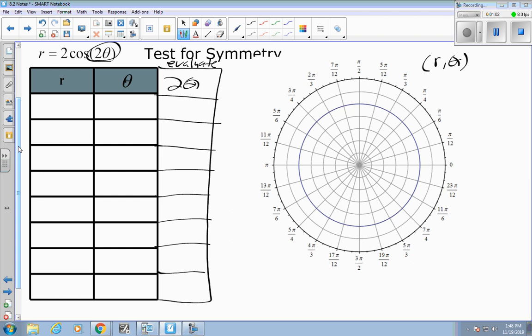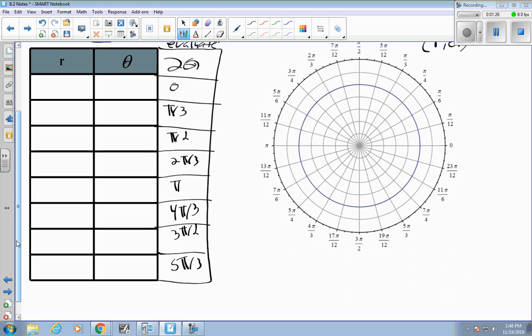So what are good choices for 2 theta because it's a cosine graph? Yeah, 0 still for everything. Pi over 3, that's the key. So pi over 3, pi over 2, 2 pi over 3, pi, 4 pi over 3, 3 pi over 2, and 5 pi over 3. I'm going to tack on a 2 pi here.